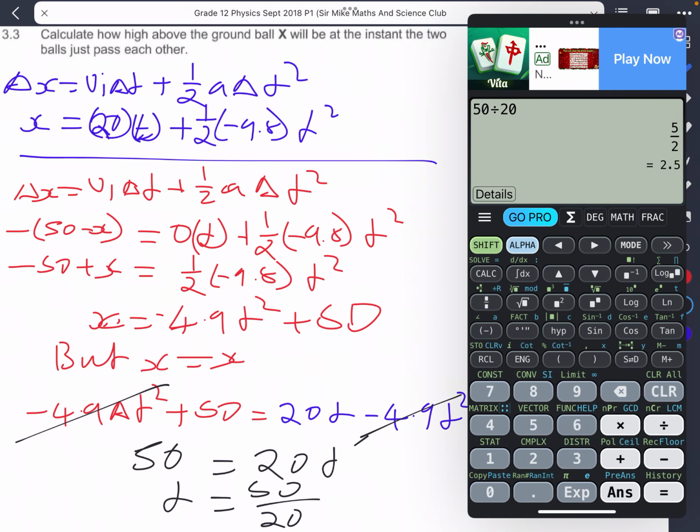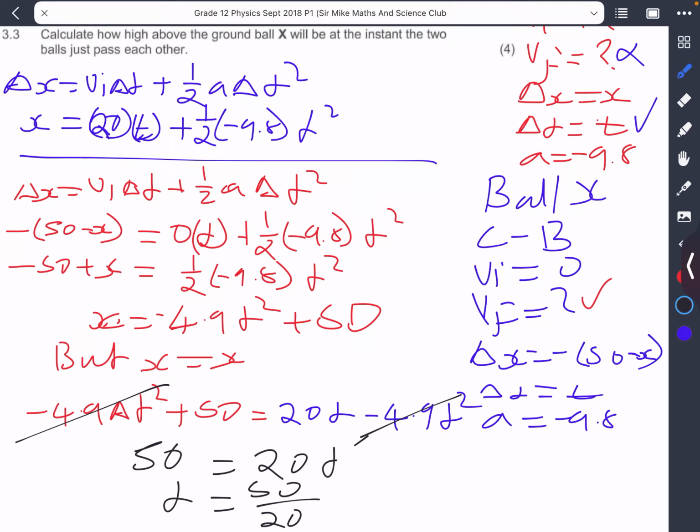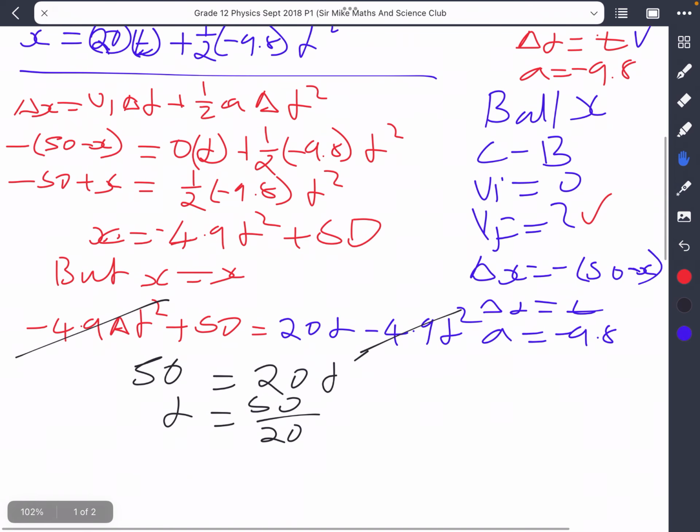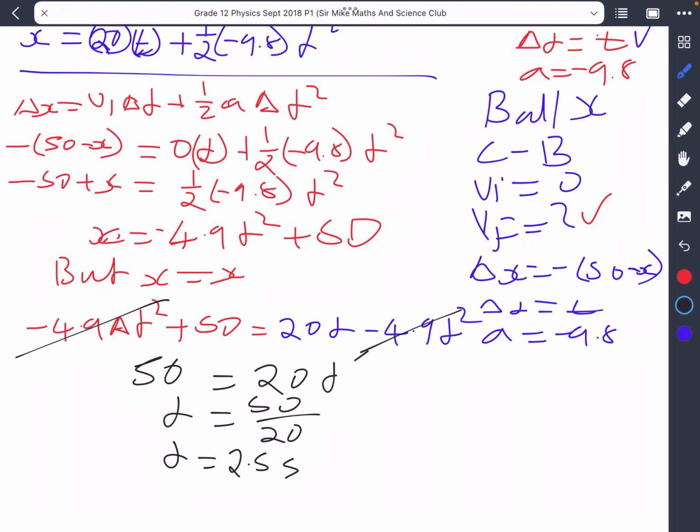So in this case, that would give us a time of 2.5. So I know that t will simply be equal to 2.5 seconds. So in this case, those objects passed each other after 2.5 seconds.